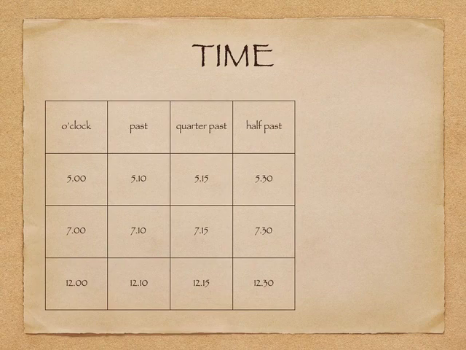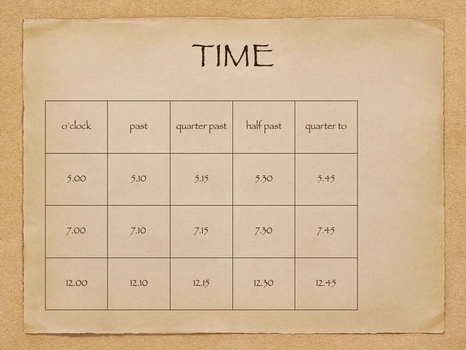Half past. For example, number 1, 5:30. Half past 5. Next, 7:30. Half past 7. Okay. The last one, 12:30. Half past 12. Okay. Right.